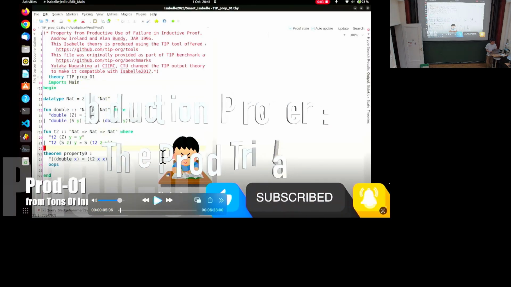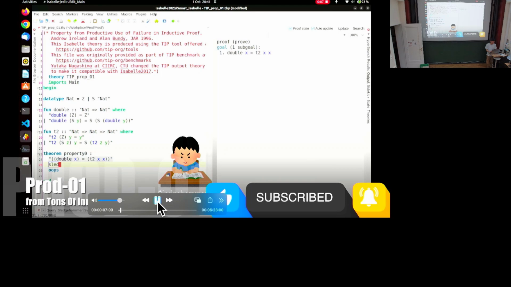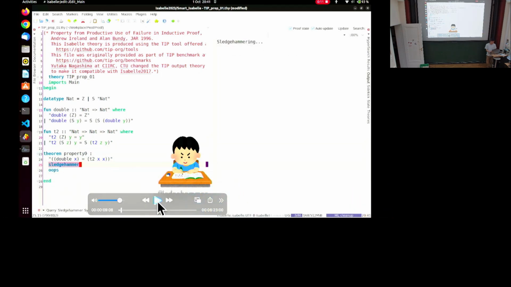So this is a program developed at the Chalmers University. It's called TIP, Tons of Inductive Problems. And first we apply sledgehammer to this problem. It's called problem TIP prop 01, and we apply sledgehammer here.